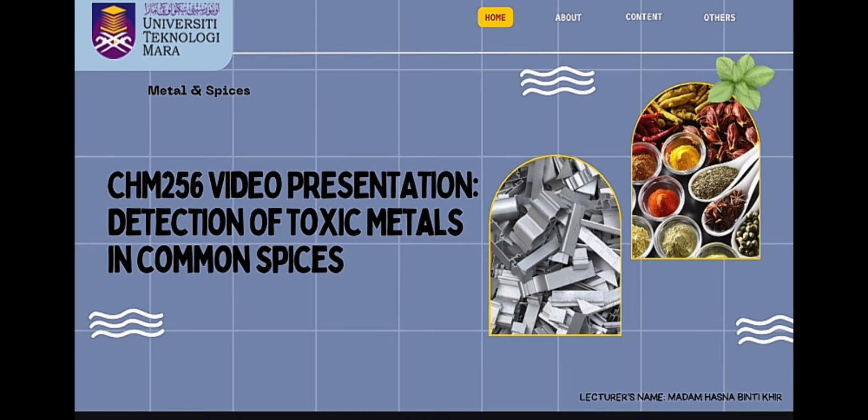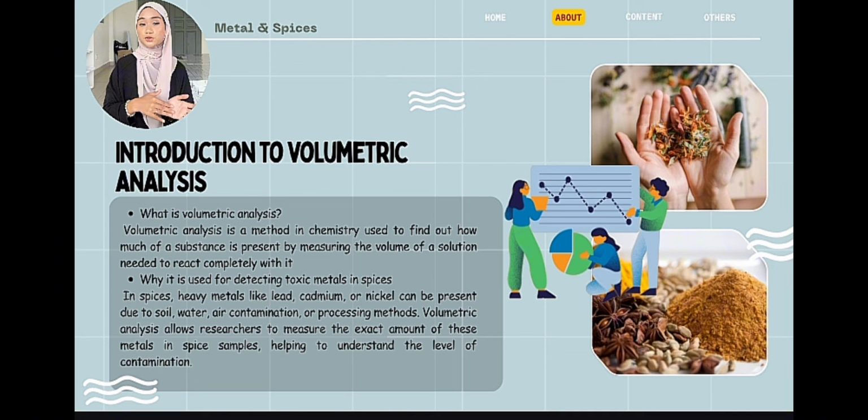So now we will present to all of you the topic that we chose, which is detection of toxic metals in common spice. Introduction to volumetric analysis. What is volumetric analysis? Volumetric analysis is a method in chemistry used to find out how much of a substance is present by measuring the volume of a solution needed to react completely with it. It is widely used because it is simple, accurate and reliable for laboratory experiments.